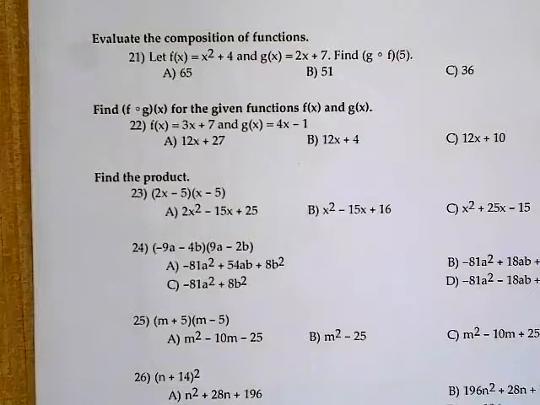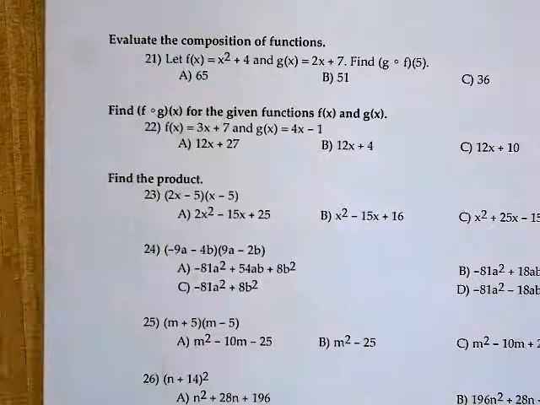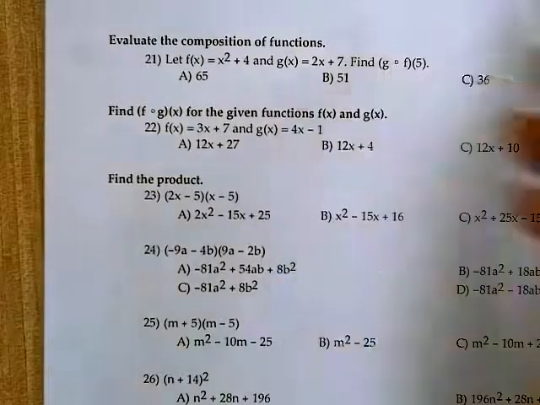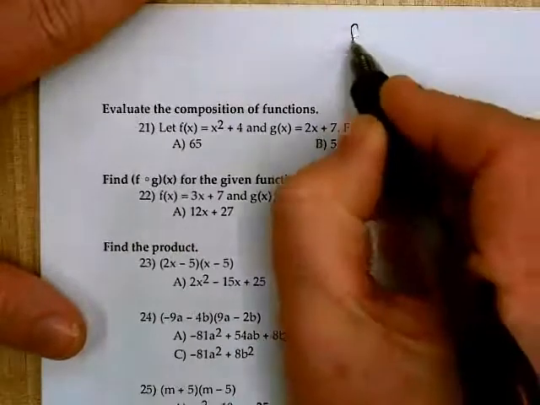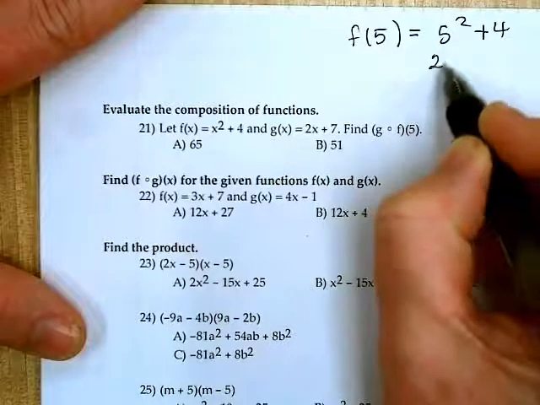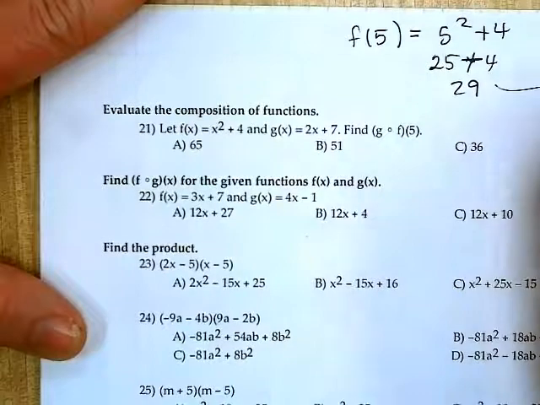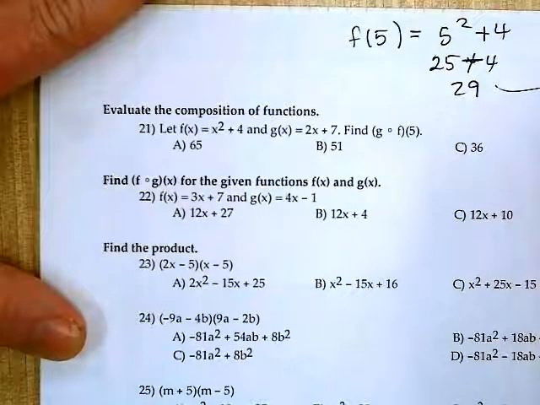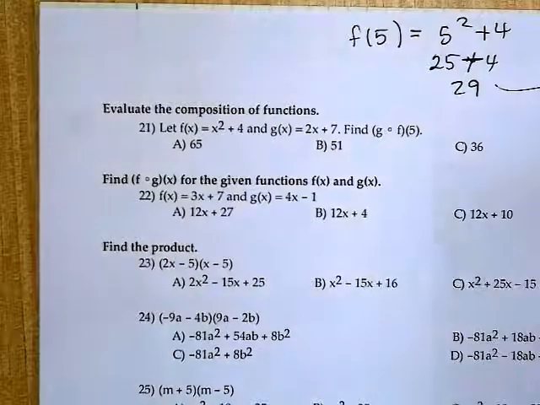21. Let f of x equal x squared plus 4, g of x equal 2x plus 7. Now this is different. It's f of g of 5. You have to find f of 5 and then take that answer and put it into the g equation. So f of 5 is 5 squared plus 4. 25 plus 4 is 29. Now you're finding g of 29. What's 2 times 29? 58. So this answer is 65.